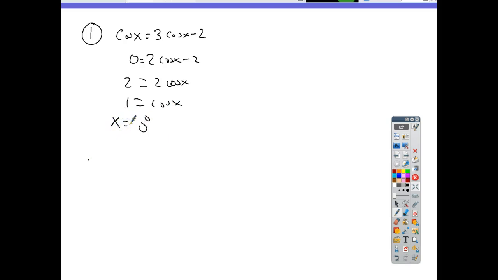That good? Yeah, look at that. Now read the instructions, right? Is it from 0 to 360? Is it from 0 to 2 pi? Is it from all answers? What does it actually say?